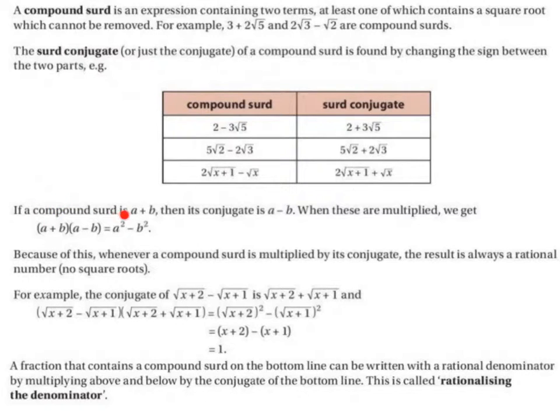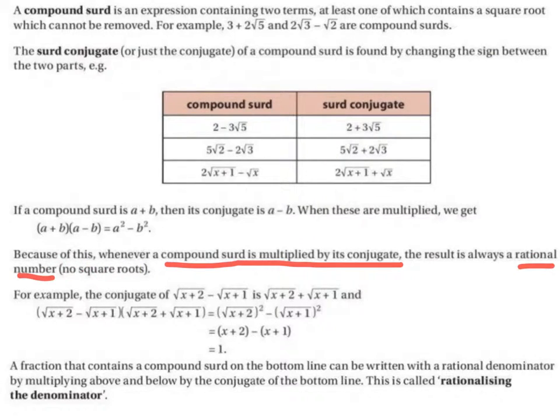If a compound surd is a plus b, then the conjugate is going to be a minus b. When these are multiplied, we get a plus b times a minus b, which gives us a squared minus b squared. Because of this, whenever a compound surd is multiplied by its conjugate, the result is always a rational number, which means that there's no square roots.